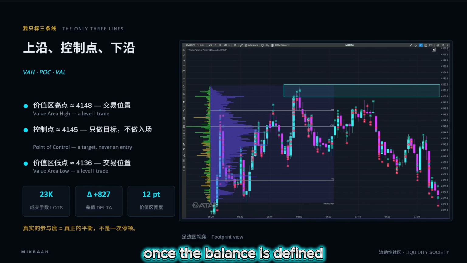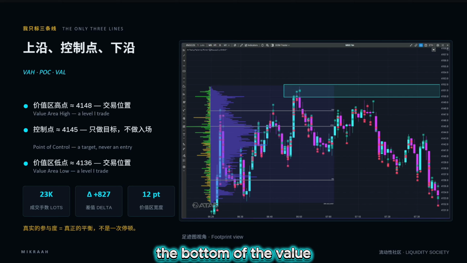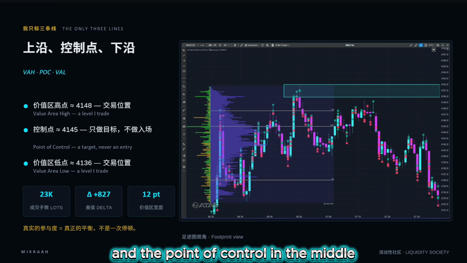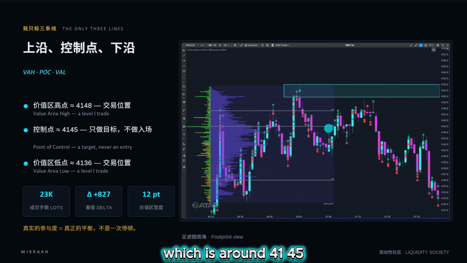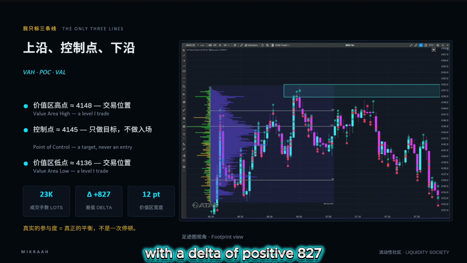Once the balance is defined, I only care about 3 lines. The top of value at roughly 41.48 right here, the bottom of the value that is roughly at 41.36, and the point of control in the middle, which is around 41.45. 23,000 lots were traded inside of this shape with a delta of positive 827.